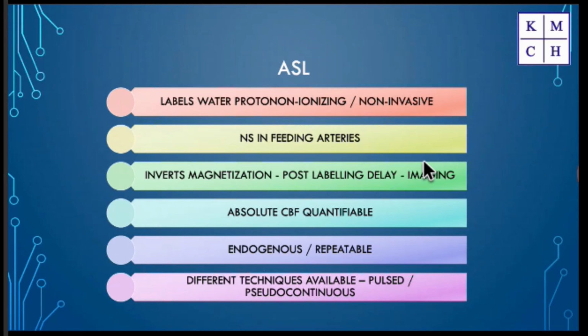Now, they go on to the area of interest after some time, and that is referred to as a post-labeling delay. So we first label or tag them, we wait for some time, and then we look at the area of interest. Using this and certain formulas, we can get an absolute quantification of CBF. The major advantages are it is repeatable and it uses an endogenous tracer. The various techniques available within ASL are broadly categorized as either pulsed ASL or pseudo-continuous ASL.